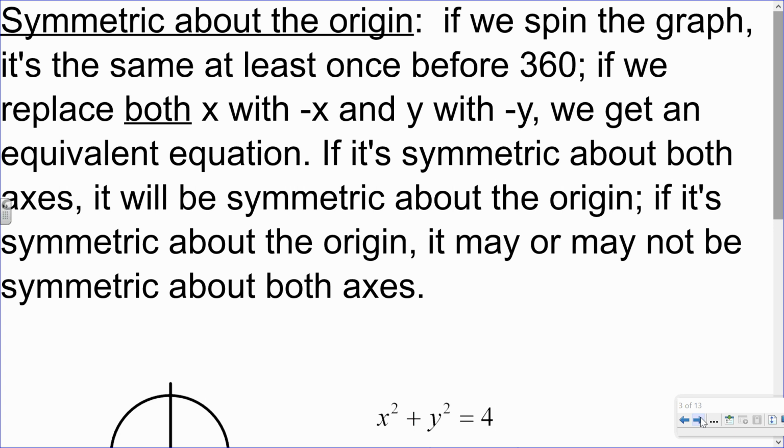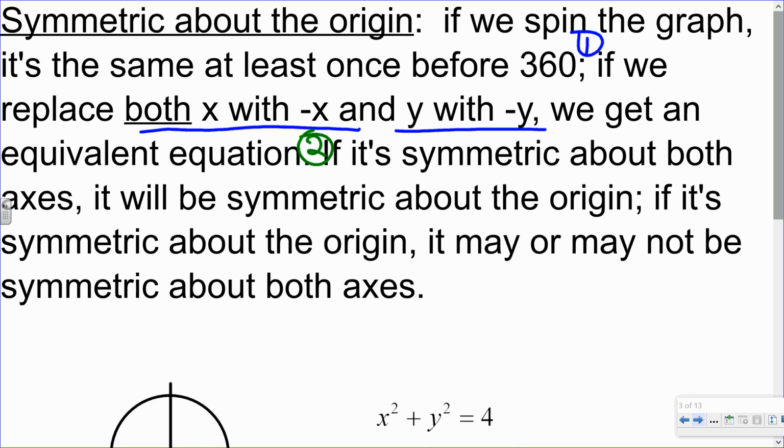There are two ways you can check that algebraically. One way is to change both x to minus x and y to minus y, do the algebra, and get back where you started. The easy way is if you have done the algebraic test for the x-axis and got yes, and you've done the test for symmetry about the y-axis and you got yes, then you can automatically say also symmetric about the origin. But that's the only exception.